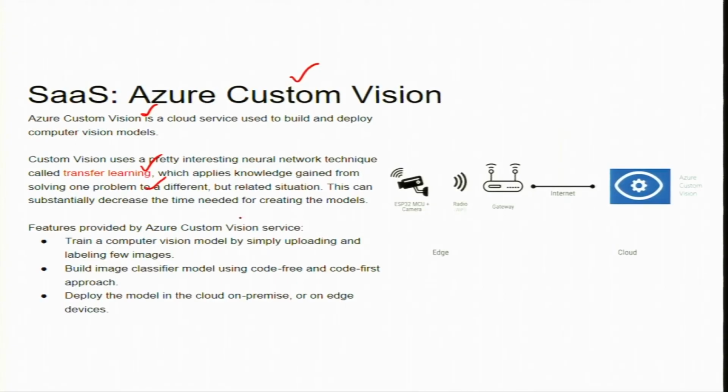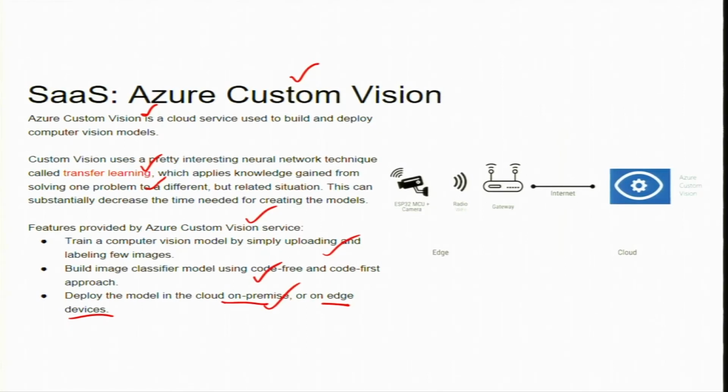So, the feature provided by this Azure Custom Vision service is to train the computer vision model by simply uploading and labeling a few images. That means you need not have a large number of images, yet you can do computer vision fairly well using this technique. So, you can build an image classifier using a code-free and code-first approach, and deploy the model in the cloud, on premise or on an edge device. So, this is going to be useful information for enabling the edge with AI.